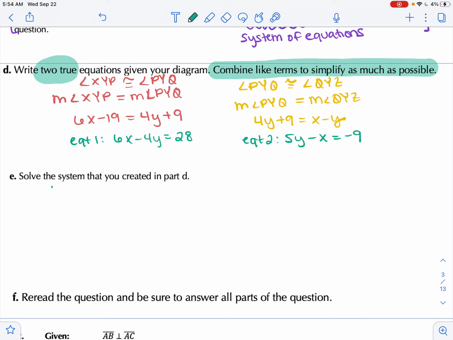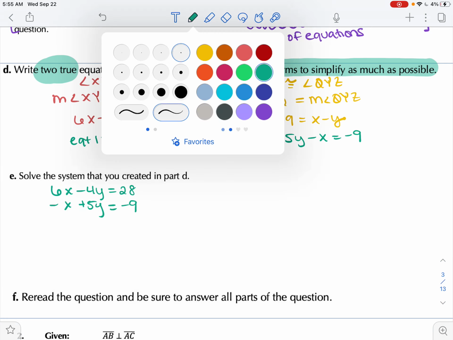So our system is the two equations, 6x minus 4y equals 28, and 5y, and I recognize that my variables aren't stacked on top of each other, so I'm just going to turn those around. I'm going to call that negative x plus 5y equals negative 9. Again, all I did was put the negative x first and the 5y second so that I can work to solve the system a little bit more easily.